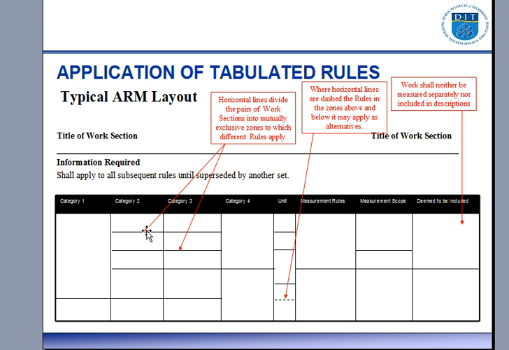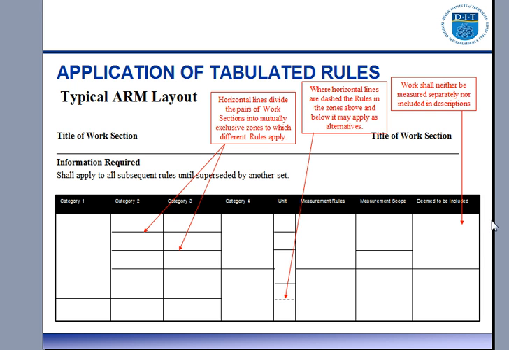These horizontal lines divide the pairs of work sections into mutually exclusive zones to which different rules apply. Where there's a horizontal line and it's dashed, the rules in the zones above and below it may apply as alternatives, giving the quantity surveyor some choice depending on how things are to be measured.